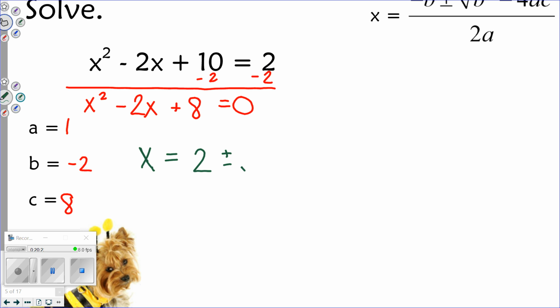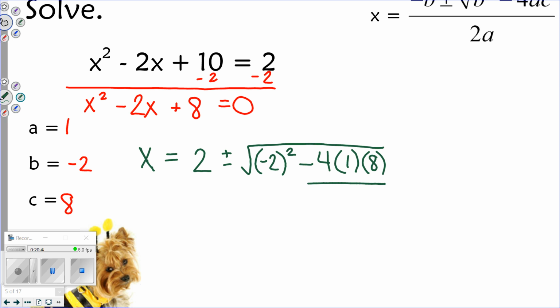Plus or minus the square root of b squared. How should I write the negative 2? In parentheses. Yeah, if you get in the habit of always throwing that b value in parentheses, you'll be good to go. And again, if you type it in your calculator without the parentheses, you're going to get a wrong answer. So b squared minus 4 times my a times my c, all over 2 times my a value, which is 1.